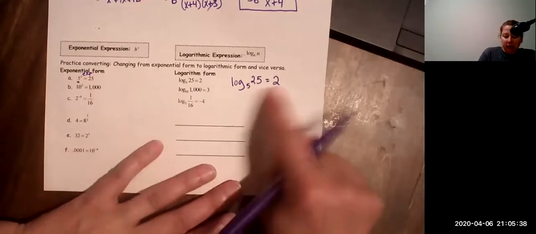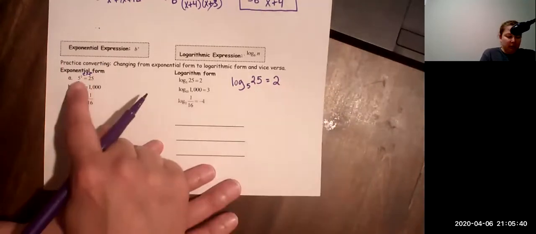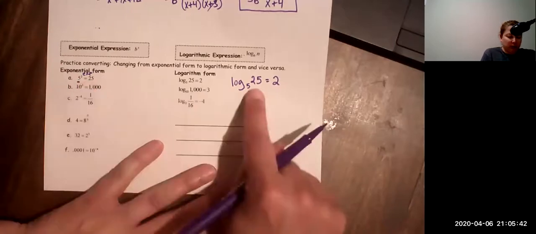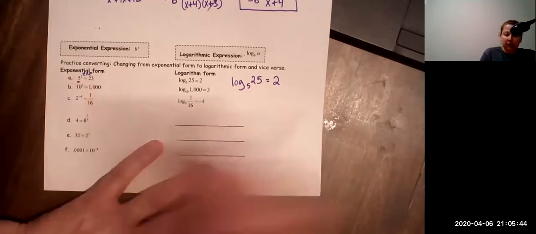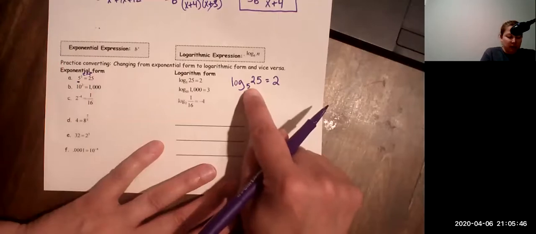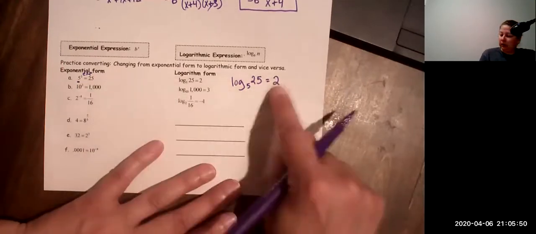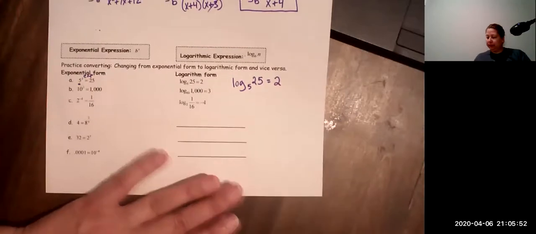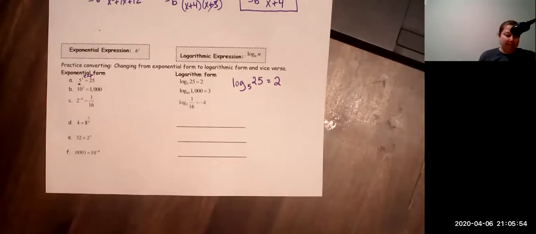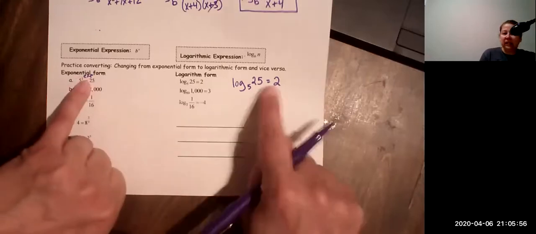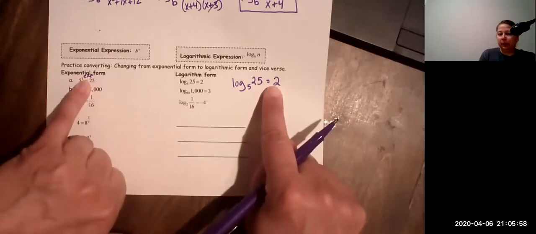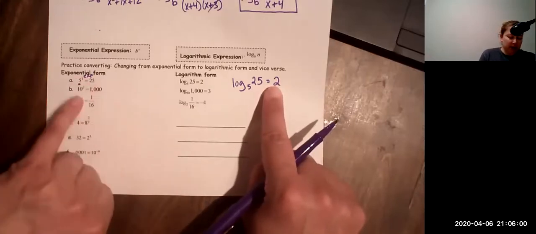So 5 squared equals 25. If I want to write this in logarithmic form, the 5 is the base here. It becomes the little base over here. The answer goes here. The exponent goes there. The exponent becomes the equal side of the log. Remember that.